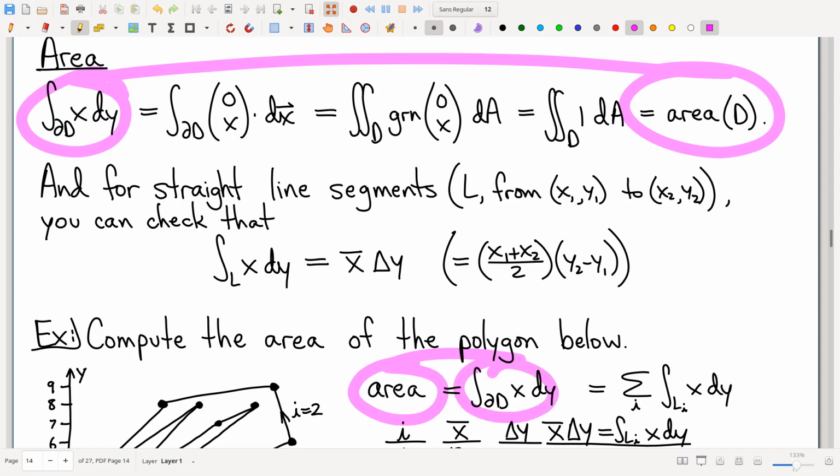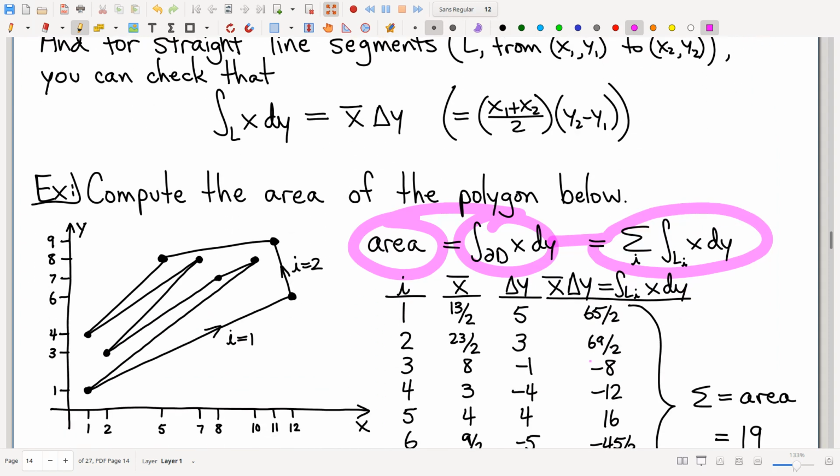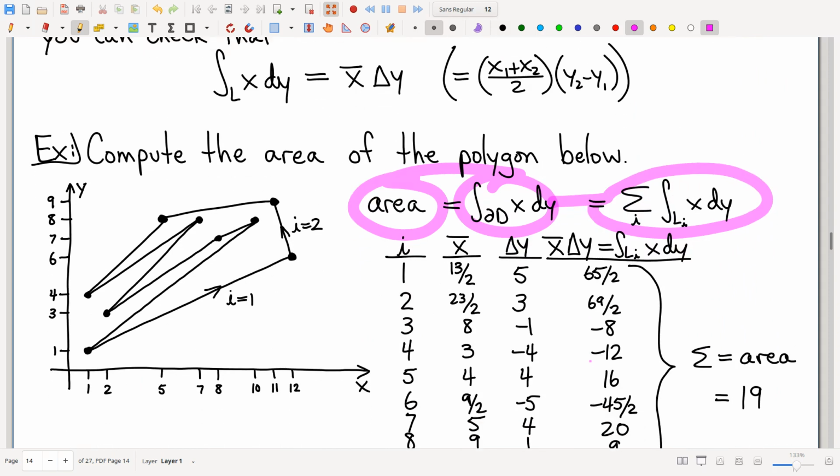Well, if your boundary is made up of a bunch of line segments, then you can just compute that integral x dy separately on each of the line segments. So for example, let me just come down here like this. On each individual line segment, like that for example, you can compute integral x dy by this awesome formula. And then repeat, right? You have to add up over all of the lines. You got to go all the way around the boundary.